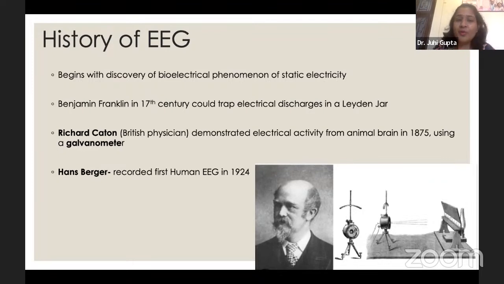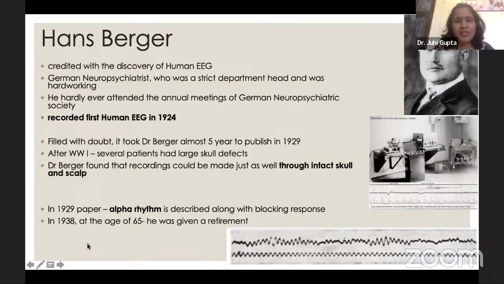Thereafter, after almost a century, in 1875, it was a British physician, Richard Caton, who could demonstrate electrical activity from the animal brain using a galvanometer. And it was only after 50 years that the first human EEG was recorded by Hans Berger in 1924. The story of Hans Berger is very interesting. Hans Berger was actually a German neuropsychiatrist who could record the first EEG.